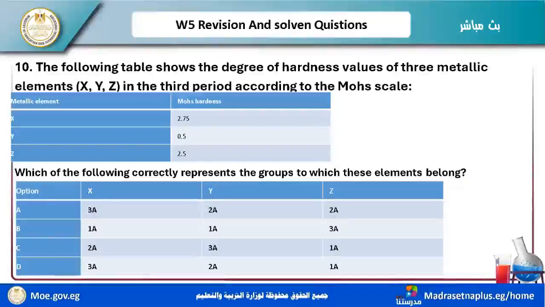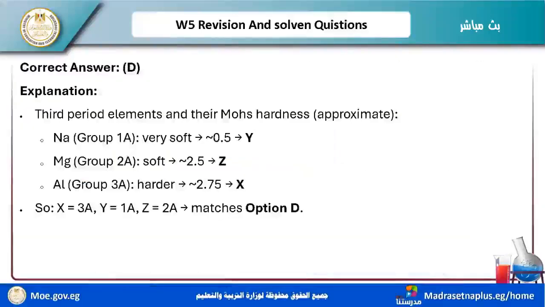Number 0.5 is in group 1A, this is Y equals 0.5, so it is group 1A. Firstly 3A, 1A. Then I have 2.5 Z and 2A. I must choose the true answer for this. I have Z, A, and Y, and X.